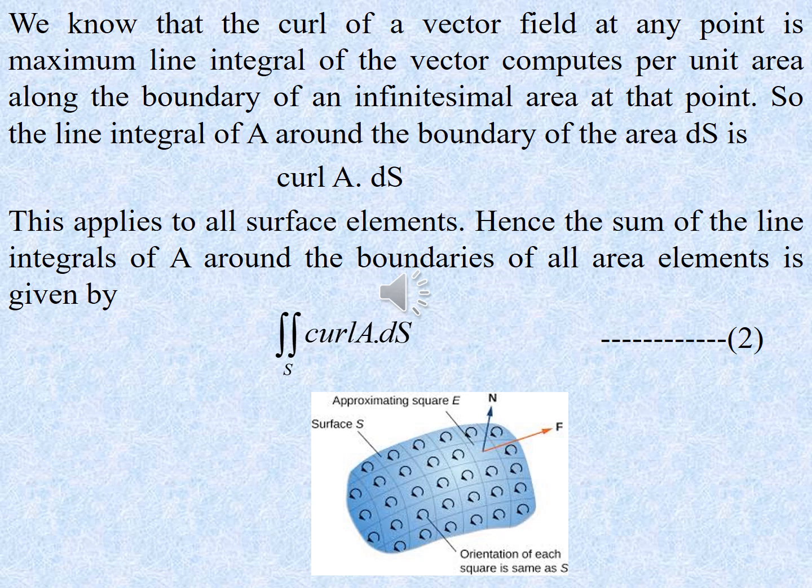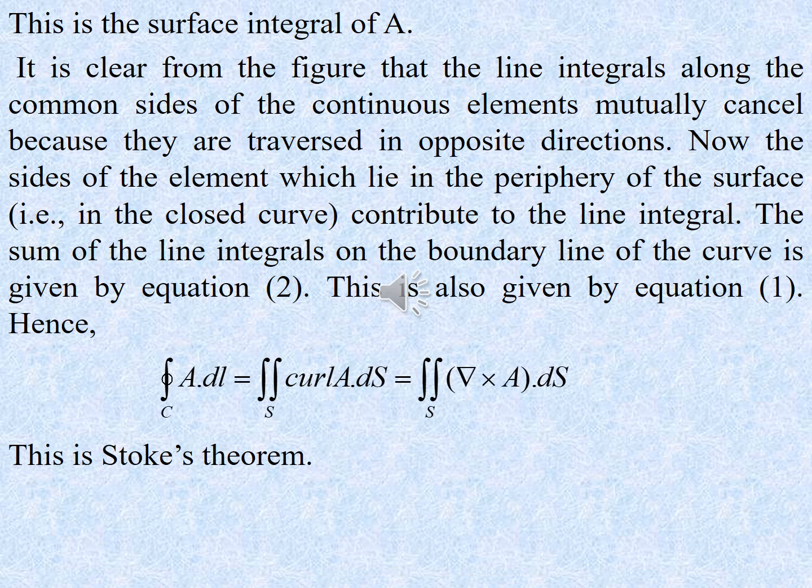This applies to all surface elements. Hence, the sum of the line integrals of A around the boundary of all area elements is given by double integral S curl A bar dot ds. The above equation represents the surface integral of A bar. Next, the line integrals along the common sides of the continuous elements mutually cancel because they are traversed in opposite directions. Now, the sides of the elements which lie in the periphery of the surface, that is in the closed curve, contribute the line integral.